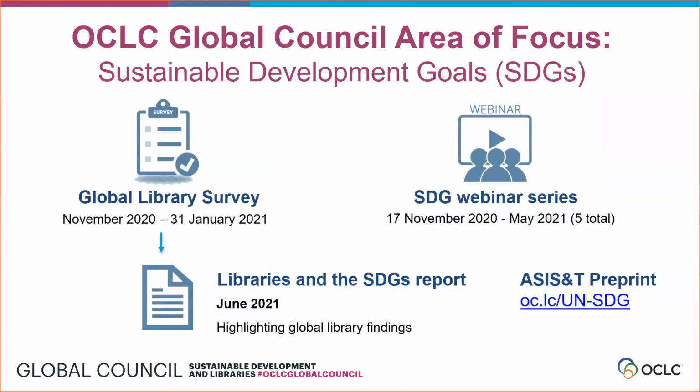The OCLC Global Council selected the SDGs as its area of focus for 2021. This means that we will be conducting research around the impact that libraries can have on the SDGs. This process began last spring and will be disseminated in the upcoming year through this webinar series, professional development opportunities, and a variety of reports in various outlets.